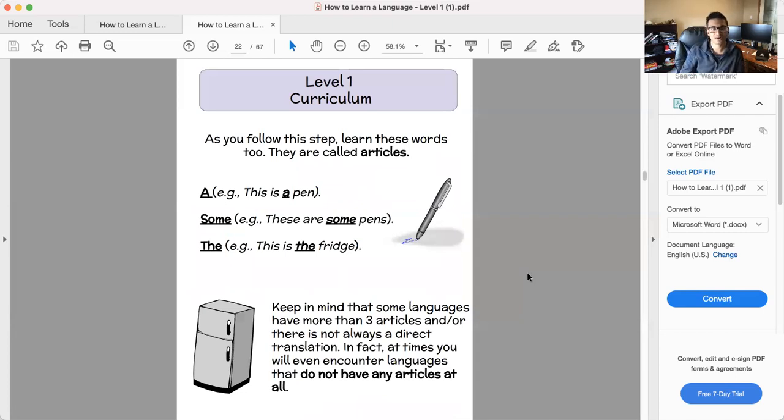Okay. Now, as you're going through this process, I mentioned this near the beginning. Remember that there are articles in many languages. In English, we have a, some, the. Those are some articles. This is a pen. These are some pens. This is the fridge. Some languages don't have articles. Some languages have lots of articles. Different languages have different views on articles. And so as you're going through this process, if there are articles in the language you're learning, it's important for you to try and remember what article goes with the word that you're learning.